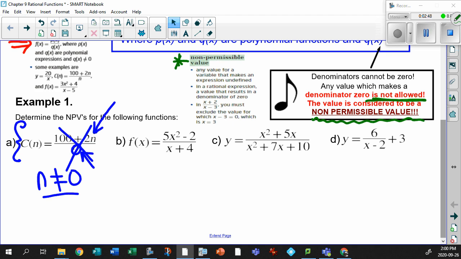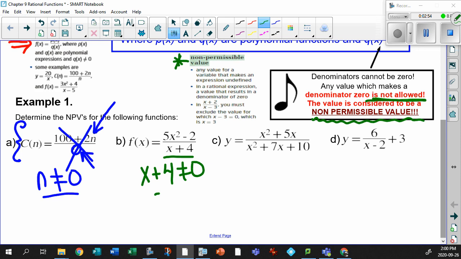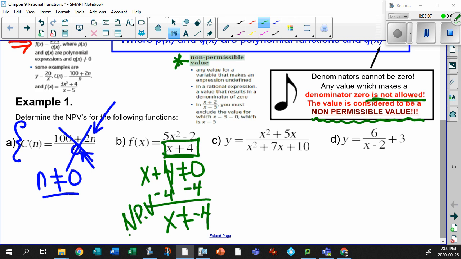How do you find this one then? Well, simple. Just say x plus 4 cannot equal 0 and solve it. Subtract 4 from both sides. Look what you got. x cannot equal minus 4. There's your non-permissible value, because if you put minus 4 in there, minus 4 plus 4 gives you a 0. Not allowed. Now, I'm going to skip C for a second, and I'm going to get back to that one in a minute.